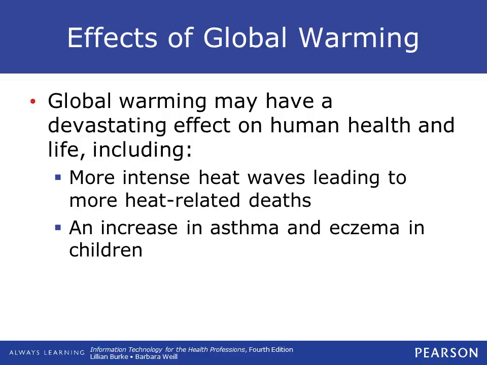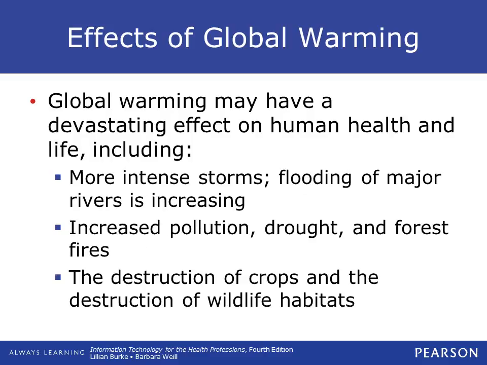Then some children start suffering with eczema, which is the skin rashing, the rashes on the skin, when it begins to be too hot. So you have to have some way of monitoring these types of changes, because they do have an effect on the population. The more intense storms you have, the more flooding you have.